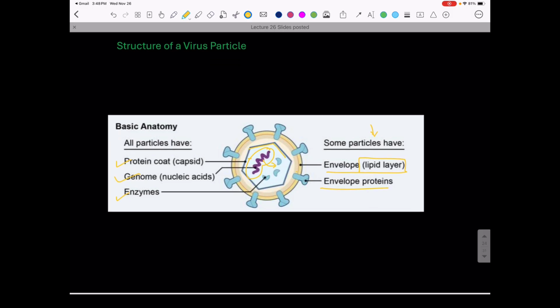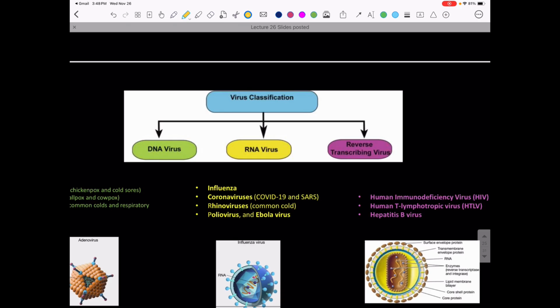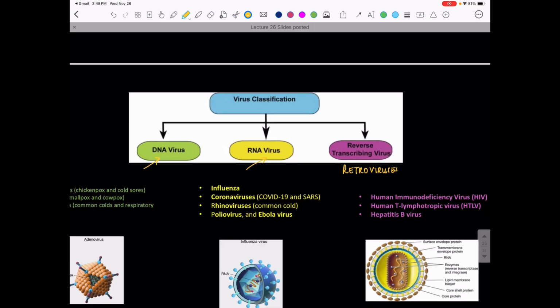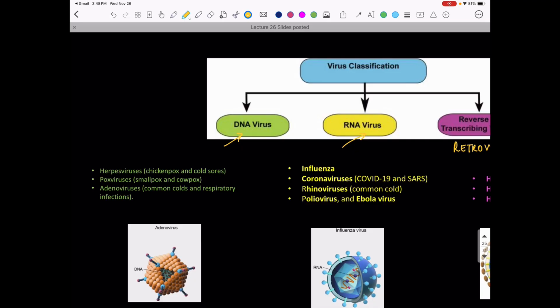Viruses are classified based on the genetic material, either as DNA viruses or RNA viruses. And the final one is the reverse transcribing virus, the retrovirus. These are called the retroviruses. Their RNA genetic material needs to be converted back into DNA before they can become activated. Some examples of DNA viruses are the herpes virus, pox viruses, or adenoviruses. Those are responsible for the common colds and the respiratory diseases. The adenoviruses are the most common ones.